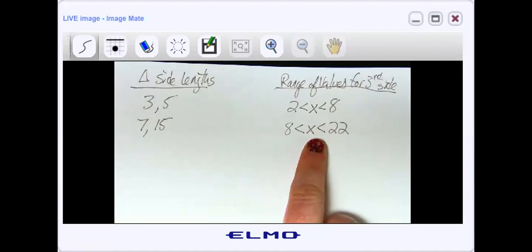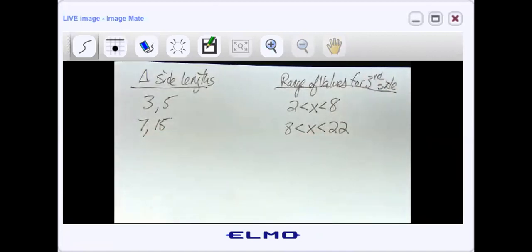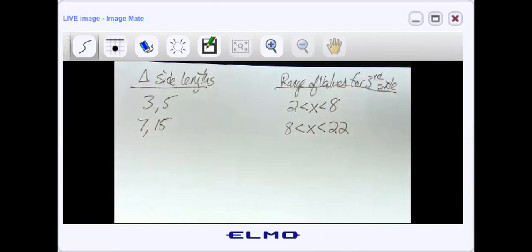Okay. If it equals 22, is that going to work? No. Can I make a triangle out of 7, 15, and 22? No. Yes or no? No. No, because it has to be less than 22. So equaling 22, that's when you get that flat line. You don't get a triangle. So that wouldn't work. All right, try this one.